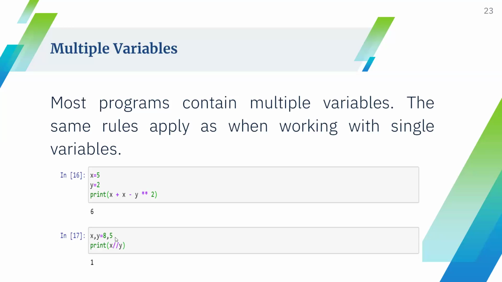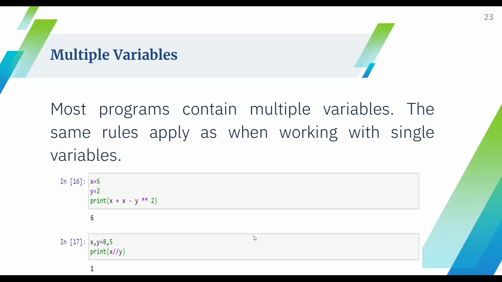Got it? So this is a special type of assigning, multiple variable assigning, which is possible here in Python. Most programs contain multiple variables. The same rules apply as when working with a single variable. Most programming languages also contain multiple variables, but we cannot do x comma y equal to 8 comma 5 like this. So likewise, I can assign multiple variables at the same time. Got it? This is how we can work with multiple variables. Now see here, I'll move to my IDLE.